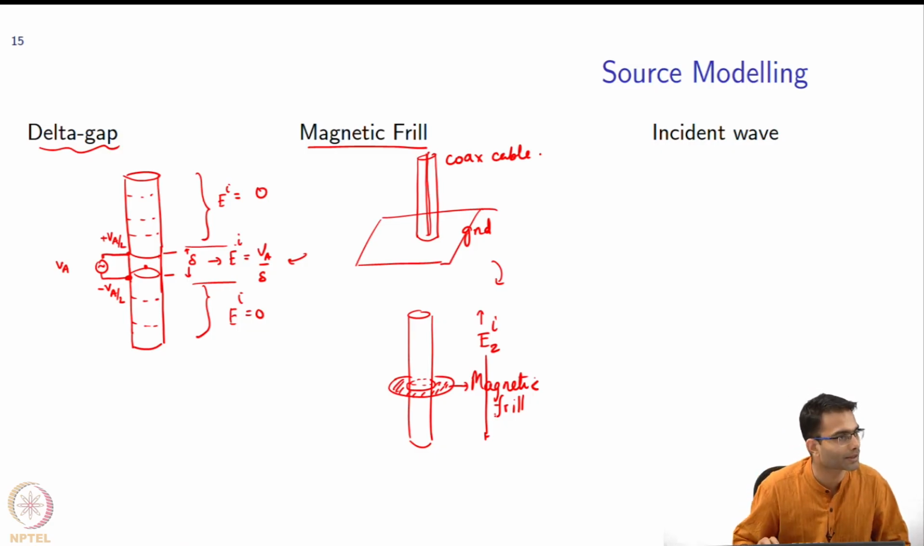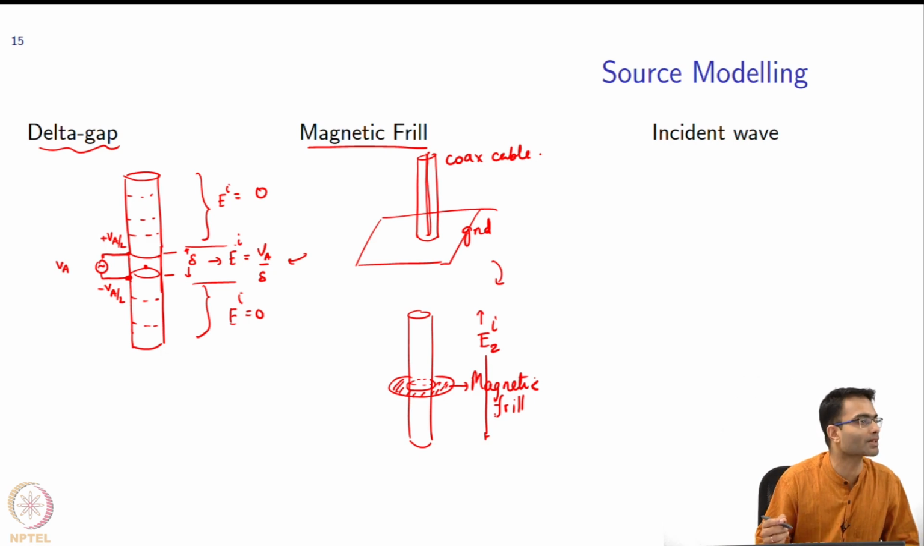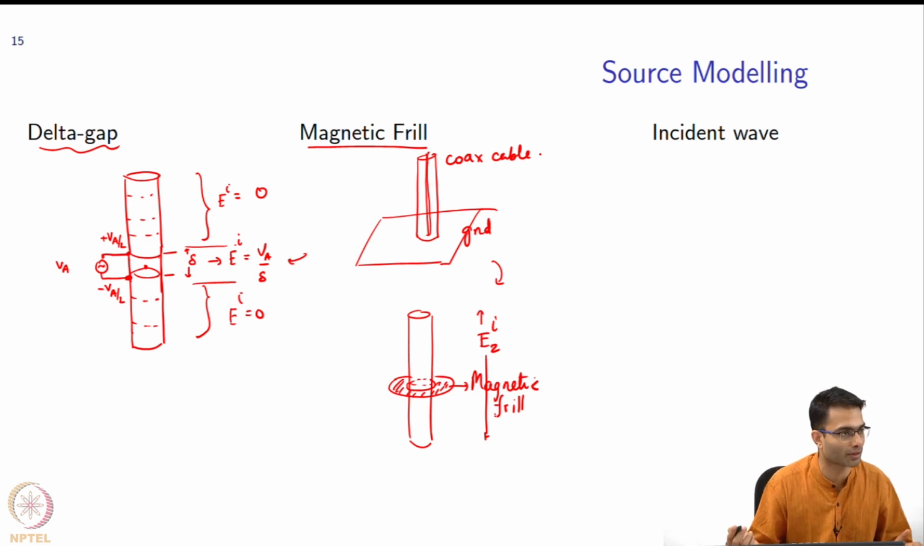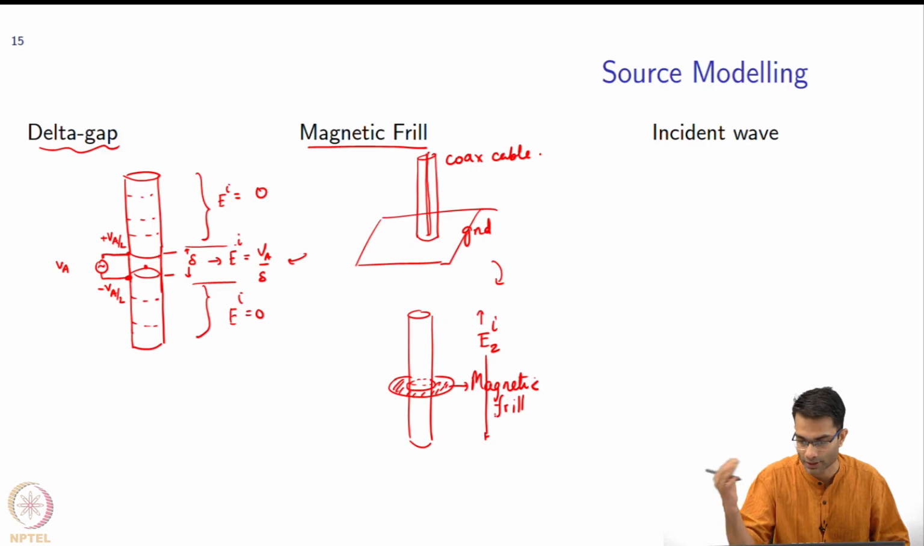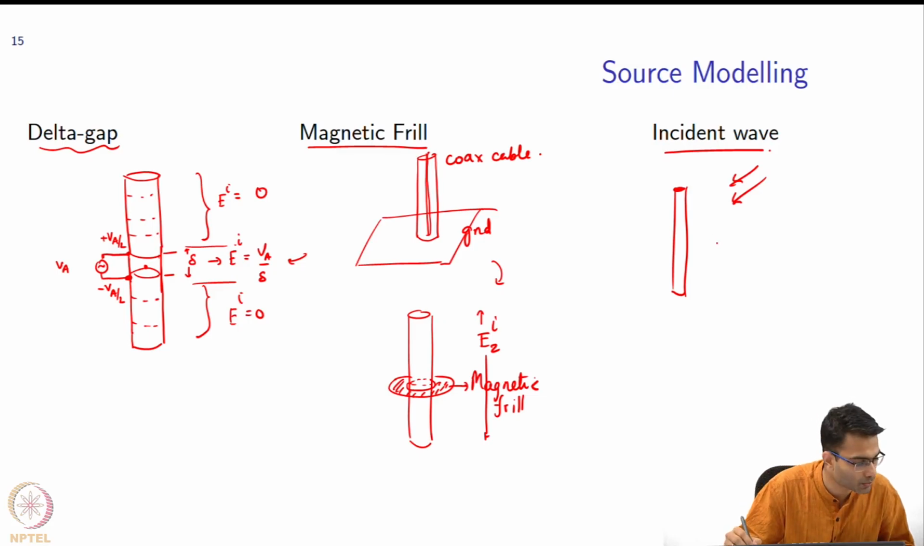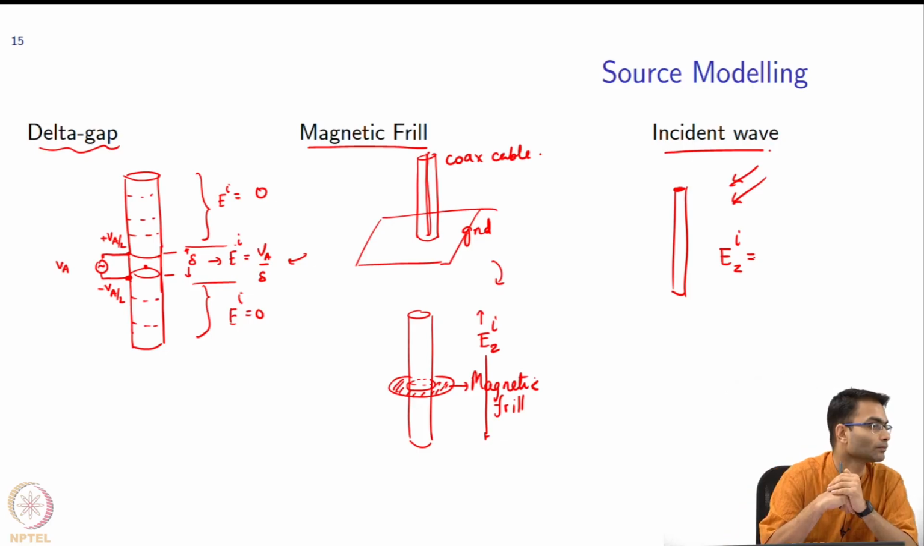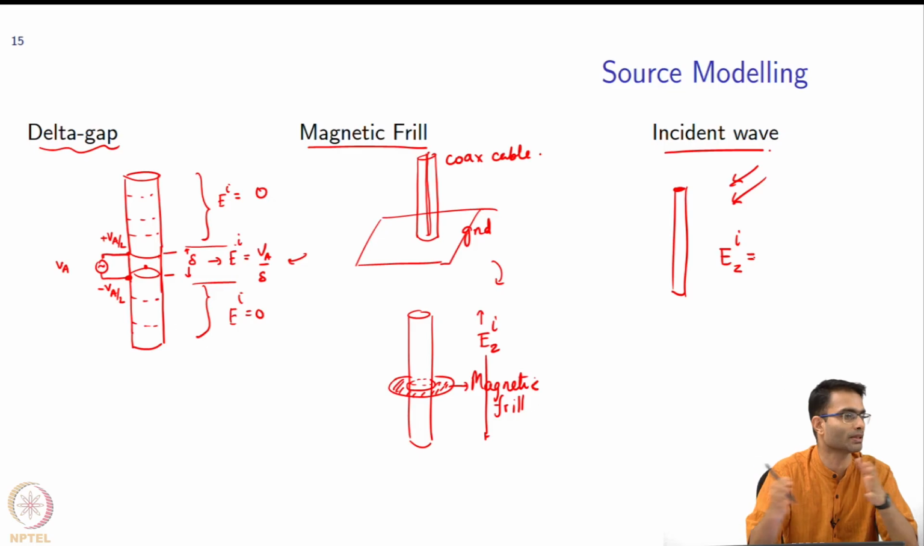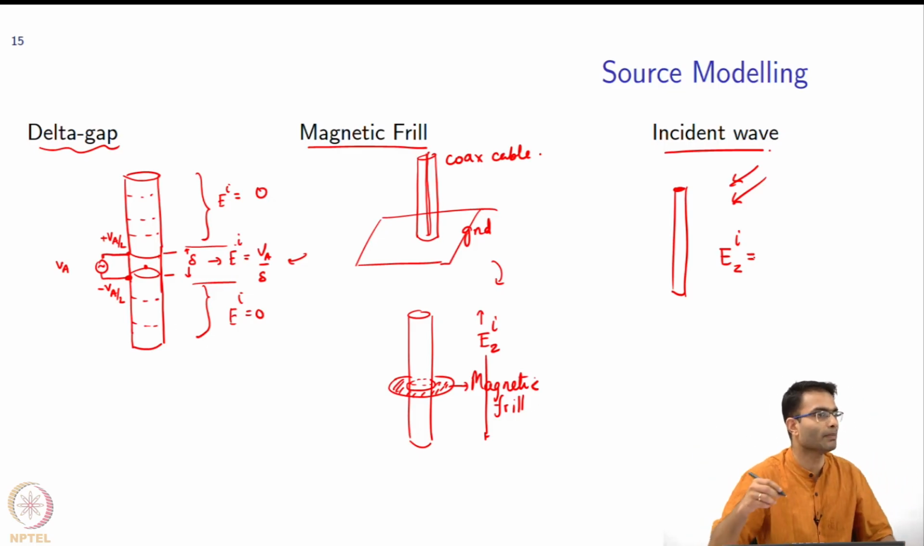And finally, the third thing. These are both for a transmitting antenna. For a receiving antenna, there is an incident wave that will produce an equivalent of a source. So, here is my antenna and there is some plane wave falling on it. In that case what will I write? EIZ equal to minus, why minus, the incident field? It is just the value of the electric field. V by D, what is D now?